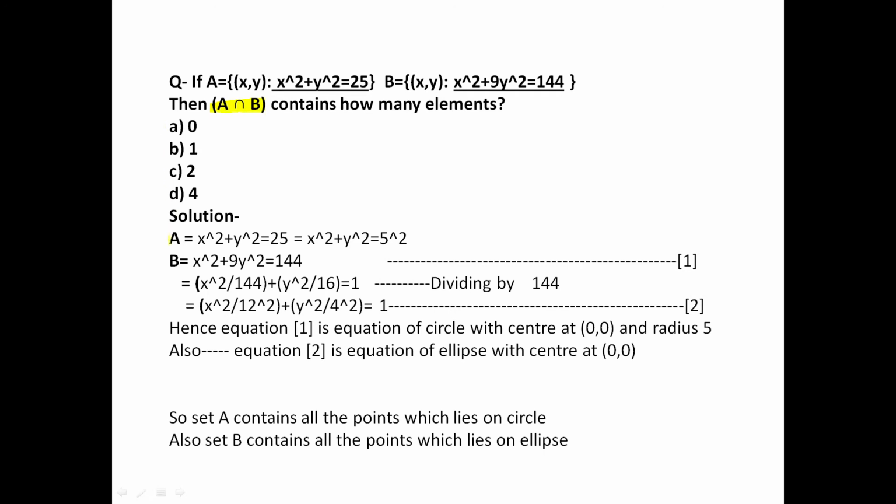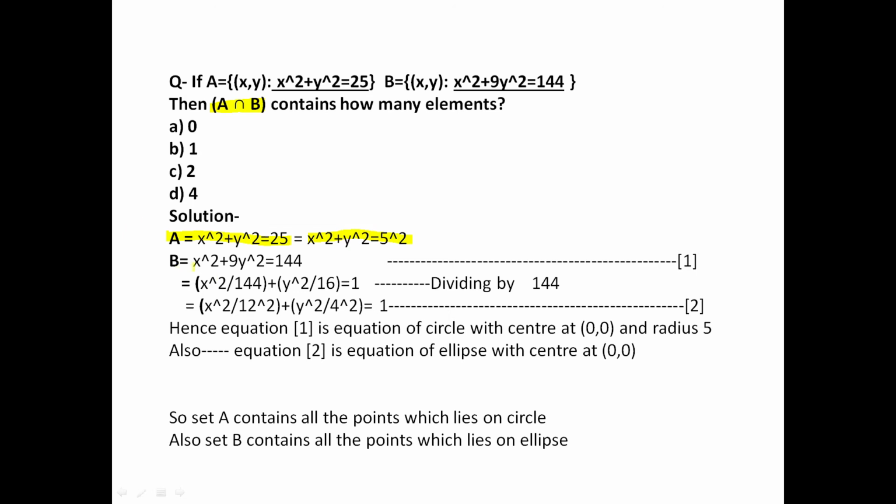First, write the equation of A: x square plus y square is equal to 25. Can I write this equation as x square plus y square is equal to 5 square? Yes, I can. And what is this? This is the equation of a circle whose center is at (0, 0) and radius equal to 5.